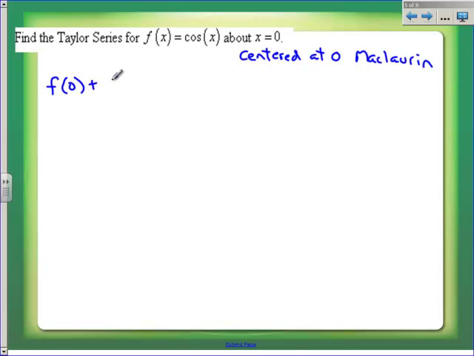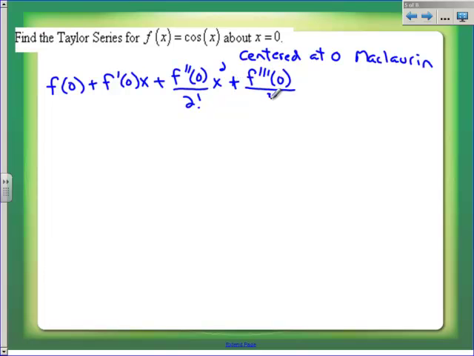f of 0 plus f prime of 0 times x plus f double prime of 0 over 2 factorial times x squared. We'll go one more. Plus f triple prime at 0 over 3 factorial times x cubed plus dot dot dot all the way out to the nth derivative at 0 over n factorial times x to the n. So let's just build this.